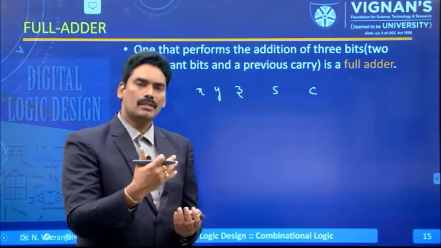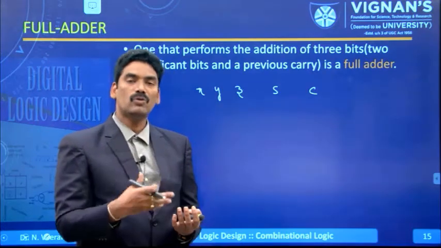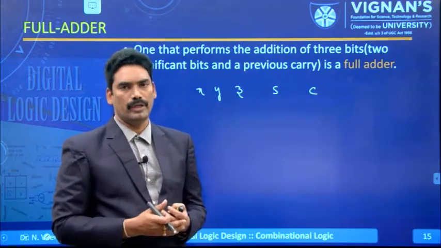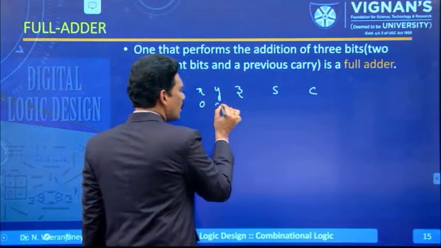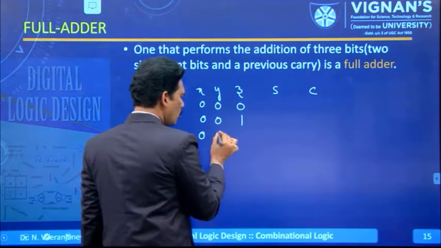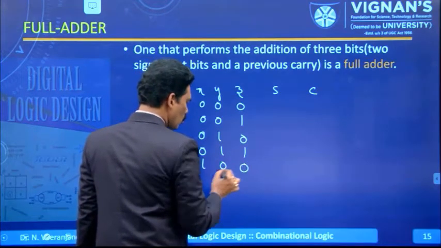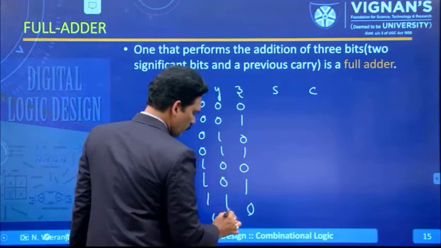We have given names also, and we have to realize the truth table for the relationship between input and output variables. So this is the truth table. The alternatives for the values of x, y, z are 0 0 0, 0 0 1, 0 1 0, 0 1 1, 1 0 0, 1 0 1, 1 1 0, and 1 1 1.